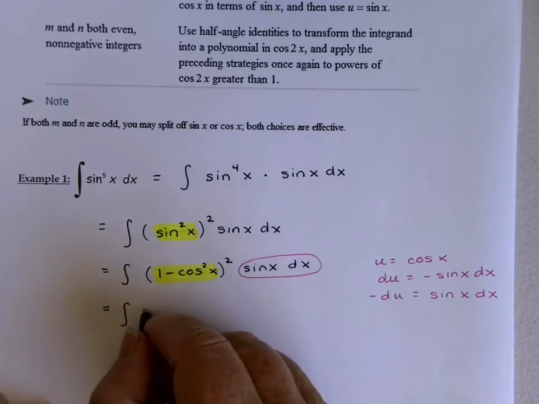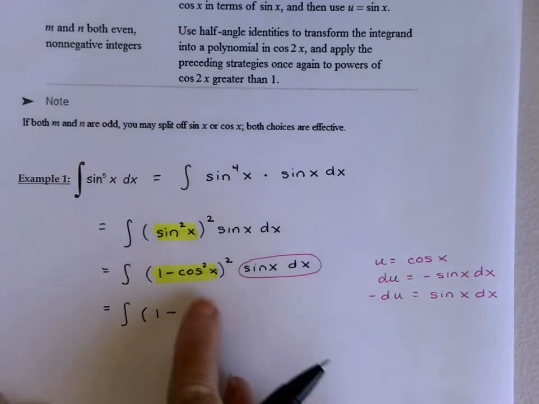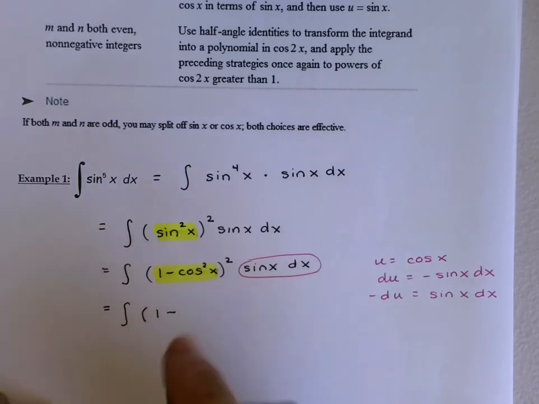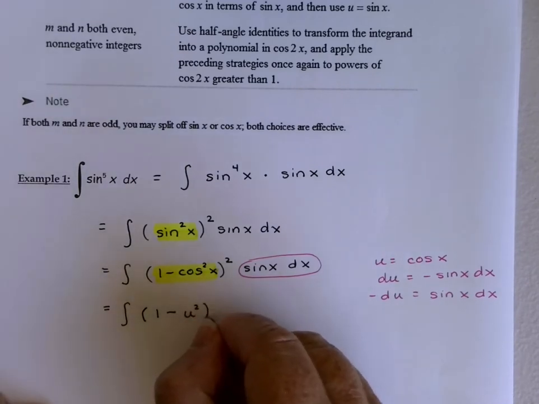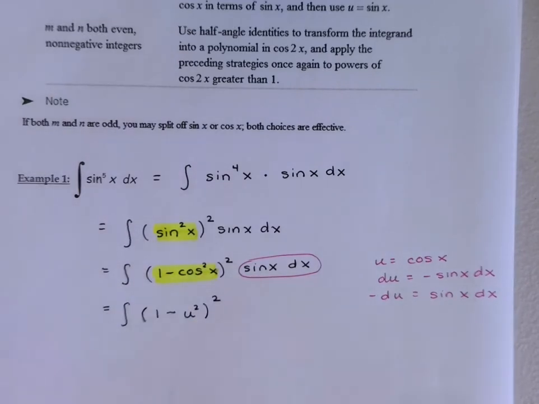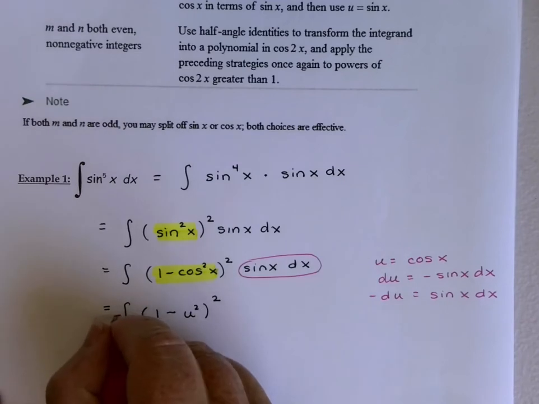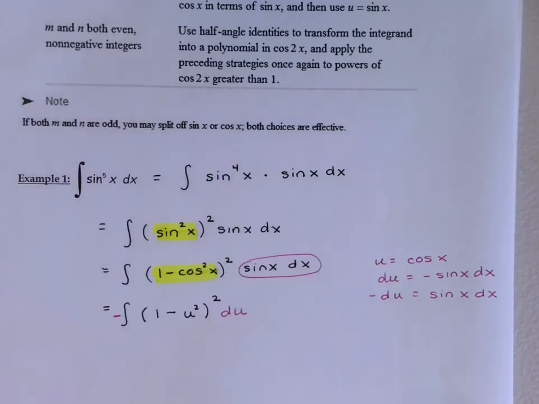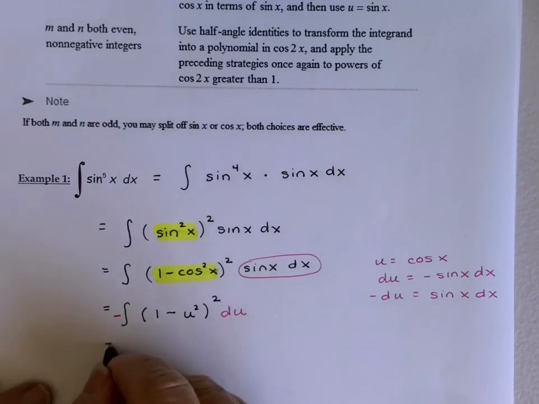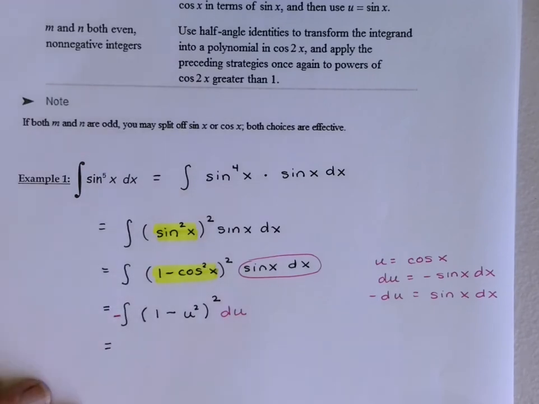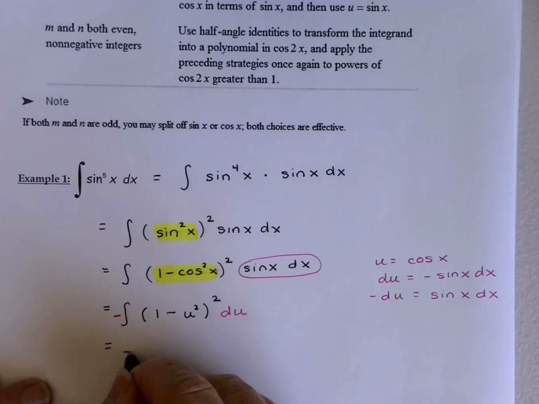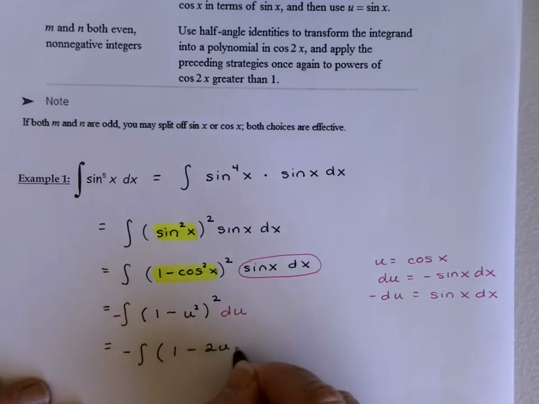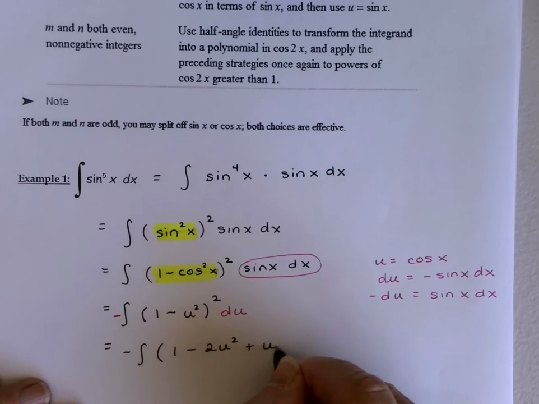So my new integral is going to be 1 minus u squared, squared, and then this becomes a minus du. All right, in order to integrate this, I'm going to multiply this out. That's 1 minus 2u squared plus u to the 4th.